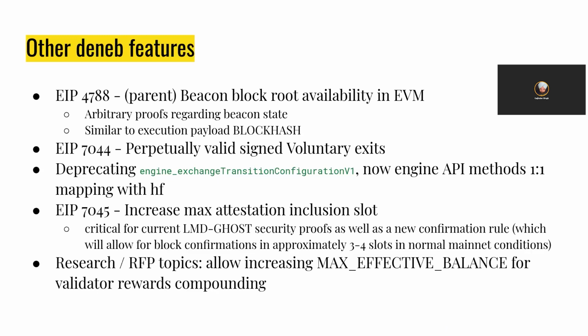So this will give some extra goodies: it will improve security proofs, as well as allow confirmations in approximately 3 to 4 slots in normal mainnet conditions. And then there is another very interesting topic that is being discussed, which might or might not turn out to be part of Deneb, which is to increase the max effective balance. Max effective balance is the balance on which one earns the rewards, and whatever is above the max effective balance, if you have enabled withdrawals, will be withdrawn out to your execution address.